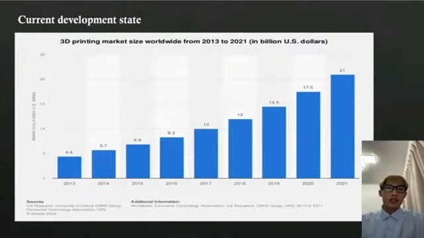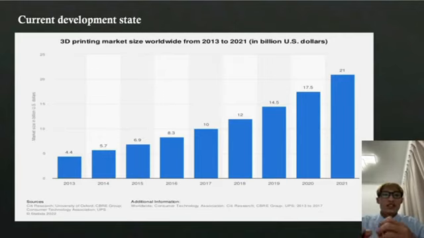Okay, so now let's talk about the current development state. In this part, I would like to show you a chart to prove that 3D printing is doing very well today. From the graph, we can see that the market size of 3D printing has been on a steady upward trend from 2013 to 2021, rising from $4.4 billion in 2013 to $21 billion in 2021. And I believe this amount will continue to rise steadily and significantly in 2023 and beyond.